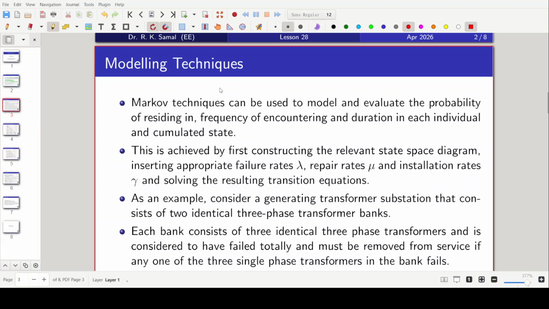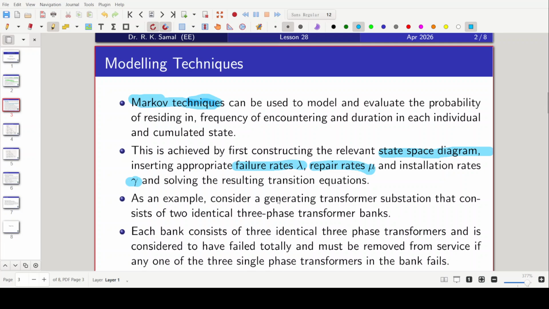So what is a Markov model? We have already discussed it. The Markov model means state transition. That means we are saying that there is a state transition matrix, and with a fixed probability a system can transfer from one state to another. So this can be used to model and evaluate the probability of residing in, frequency of encountering, and duration in each individual and cumulated states. This is achieved by first constructing the relevant state space diagram, inserting the appropriate failure rate lambda, the repair rate mu, and installation rates gamma in this case, because we are considering a spare, and solving the resulting transition equations.